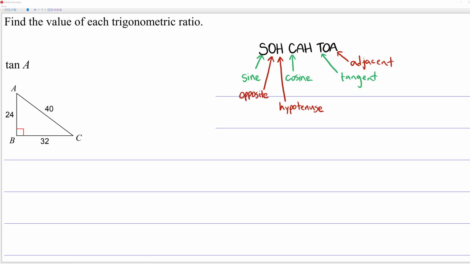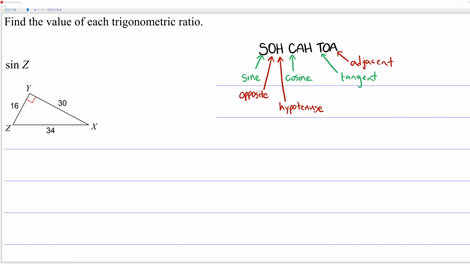So the next one, I'm not going to label the sides. We'll just talk about them. So let's see. The sine of Z. Sine is opposite over hypotenuse. Go to angle Z. The opposite side is 30. The hypotenuse is 34. So this is 30 over 34, which if you reduce the fraction would be 15 over 17. Done. Finding the trig ratios, if you're given all of the sides in a triangle, is really fast.